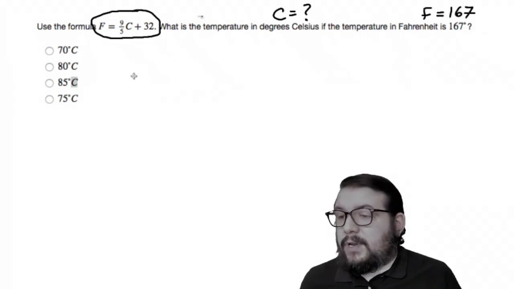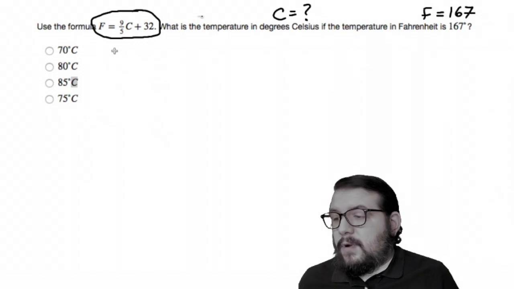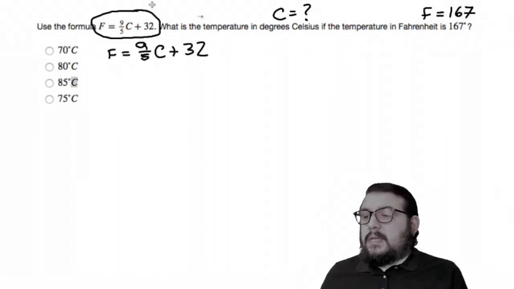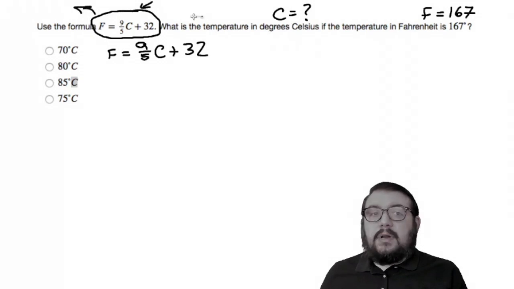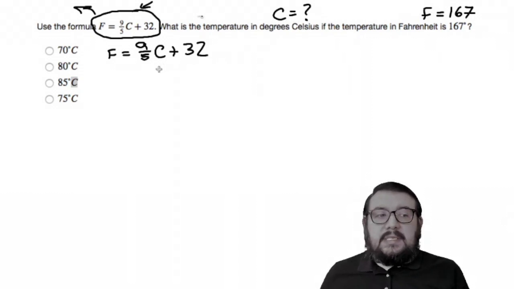So the first thing that I'm going to do is take my formula. Normally, I would be inputting a C and an F would come out. But according to my question, that's not what I want. I want to input an F and have a C come out. Okay, so I'm going to mess with this formula a little bit. I'm going to solve it for C.